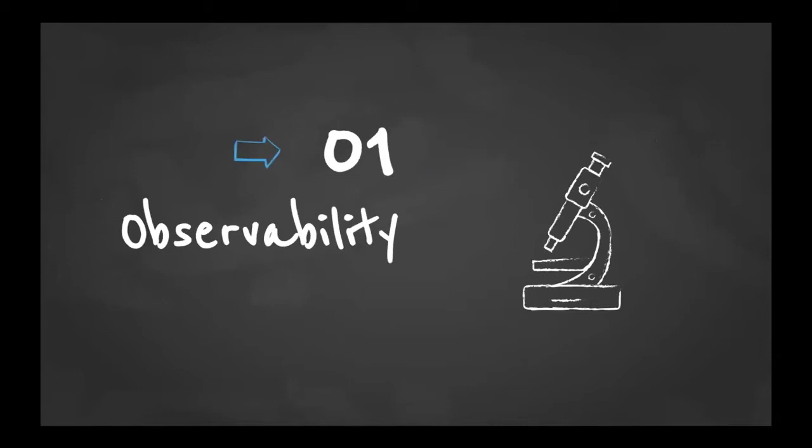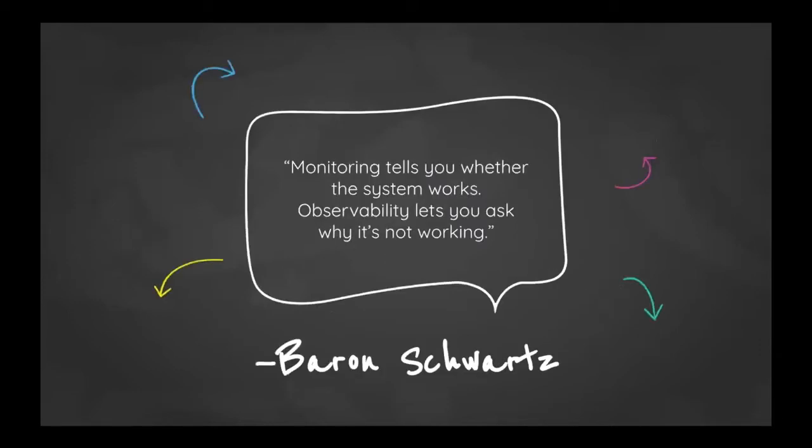So first off, what is observability? I like this quote from Barron that talks about how monitoring is telling you how a system works. Usually it's some sort of known thing, maybe even a static threshold that you get alerted on, whereas observability really lets you ask any question that you want about your environment to figure out why it's not working. It's for more of the unknowns.